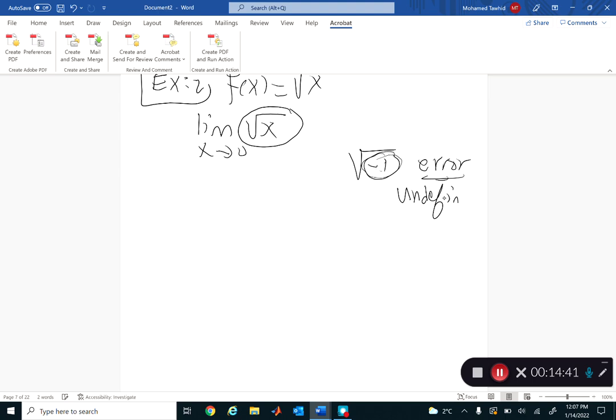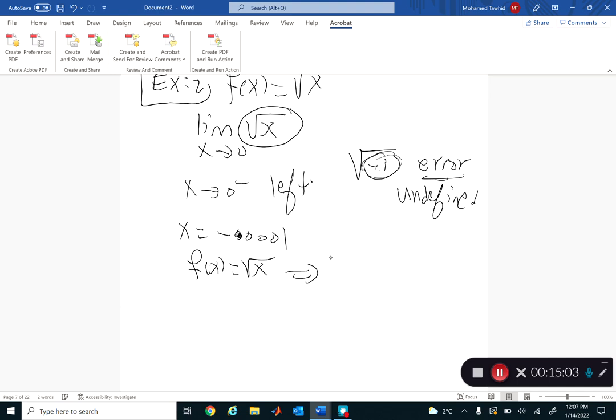Undefined means the input, which is the value x here, is not in the domain. Because of that, we call it error. So now when I take x close to 0 from the left, take for example -0.001, what is your f of x? Your f of x equals square root of x.